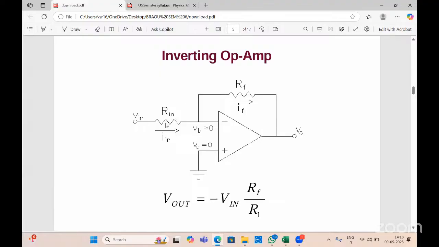According to Ohm's law, V equals IR, so there is a current I. Here VB is 0 and VA is also 0, as the positive terminal is grounded. The feedback resistor RF connects from the output to the input, and there is only the current IF through it. So the output voltage is minus V in times RF by RI, which is the output voltage for the inverting operational amp.